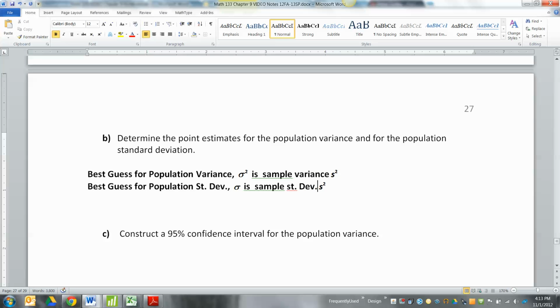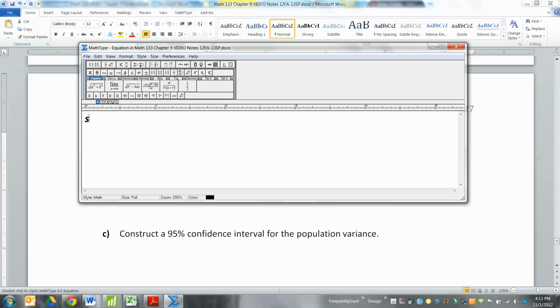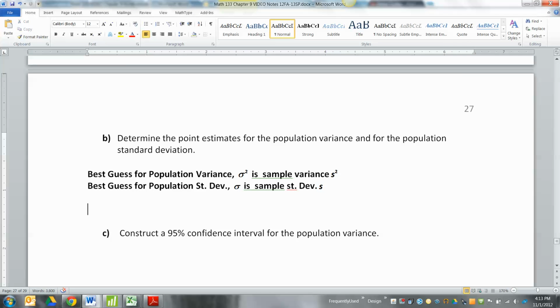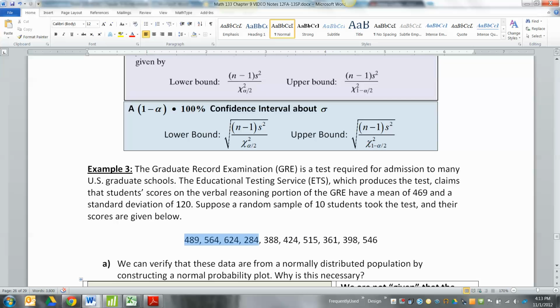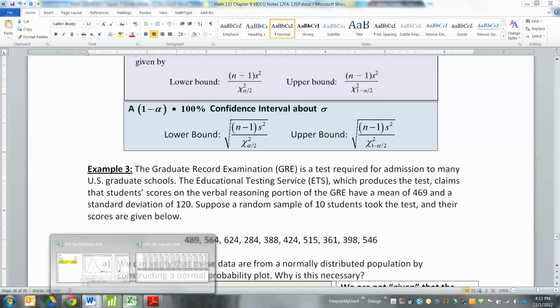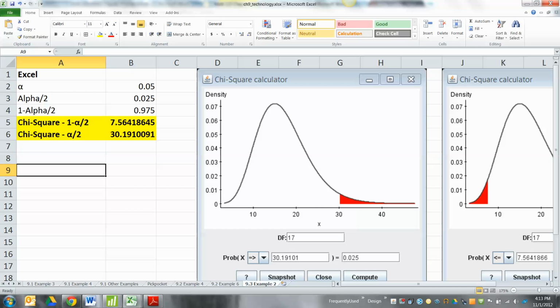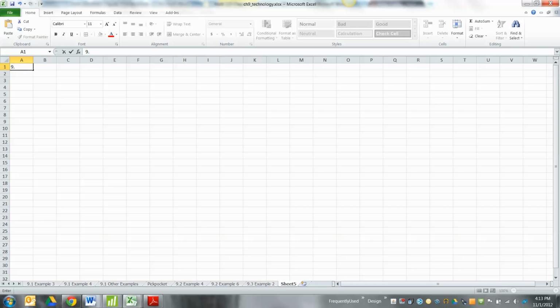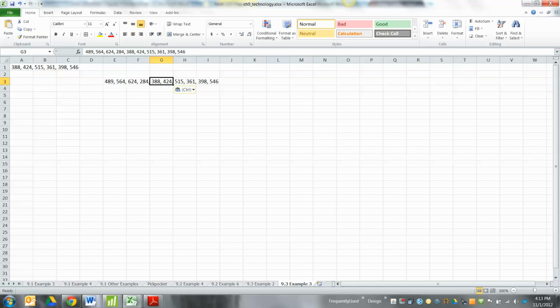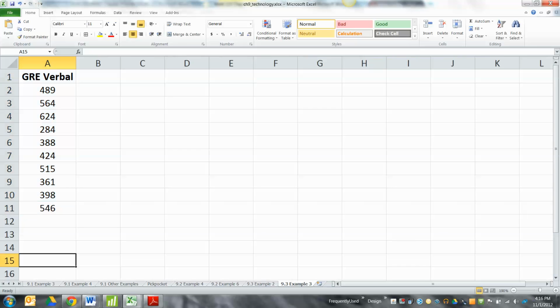Now, how are we going to get those? Well, we learned that way back in chapter 3. We have some data, and I'm going to take these numbers and put them into Excel. I'm going to need a new example. So this is 9.3, example 3. And I'm going to have to put these numbers in. All right, there they are in there.